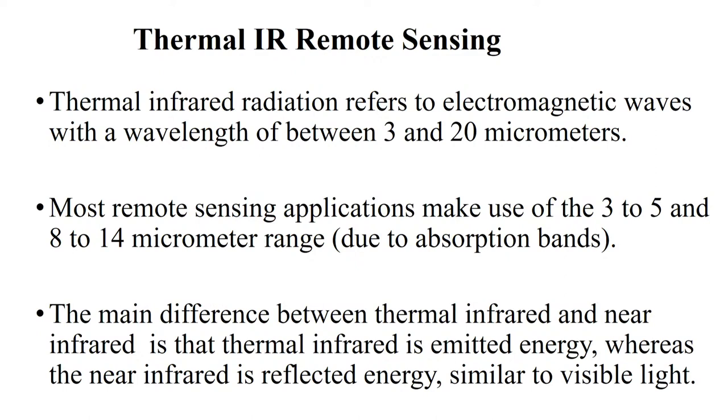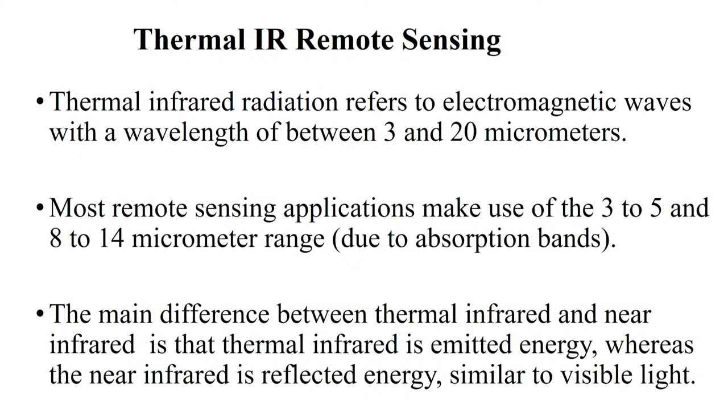Thermal infrared radiation refers to the electromagnetic waves with a wavelength of between 3 and 20 micrometers. Most remote sensing applications make use of 3 to 5 and 8 to 14 micrometers due to the absorption bands of 5 to 8 micrometers. The main difference between thermal infrared and near infrared is that thermal infrared is emitted energy, whereas the near infrared is a reflected energy, similar to visible light.